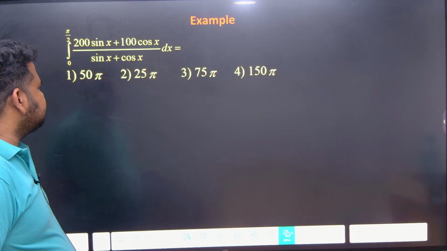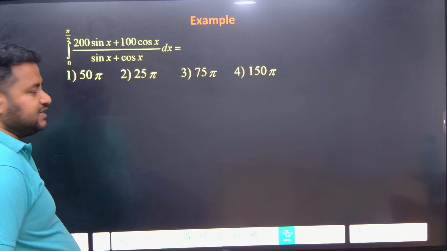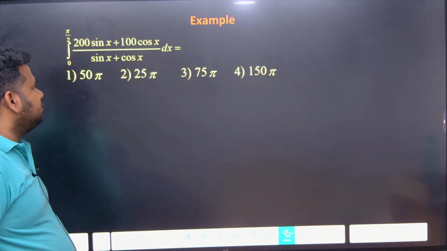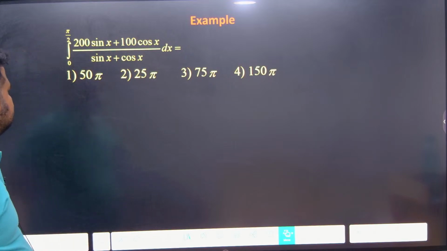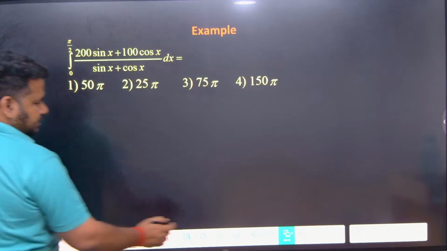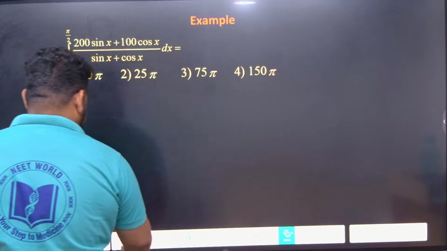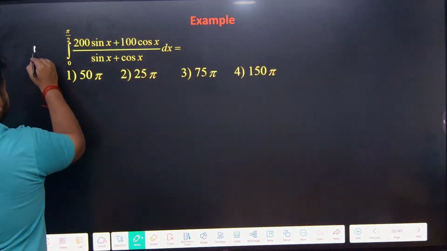We will write f of x as f of a minus x, because only a is there, b is not there. Here a is pi by 2, so sin of pi by 2 minus x. So let us take this as I. In this question, let us take this as I.